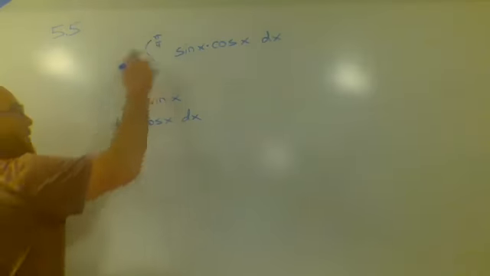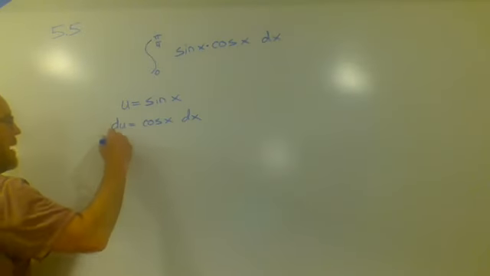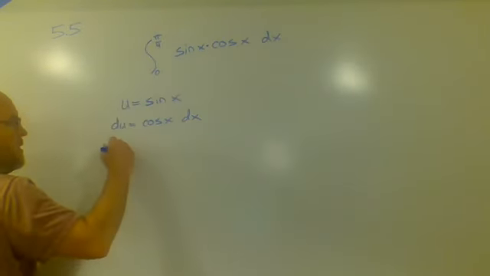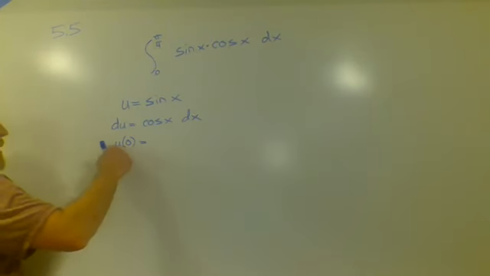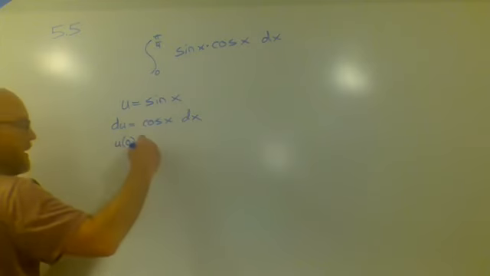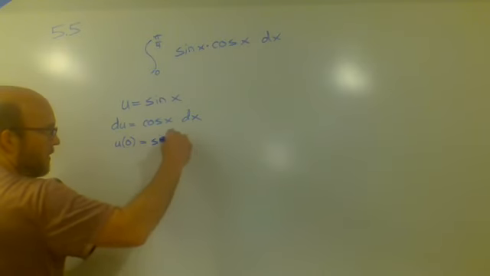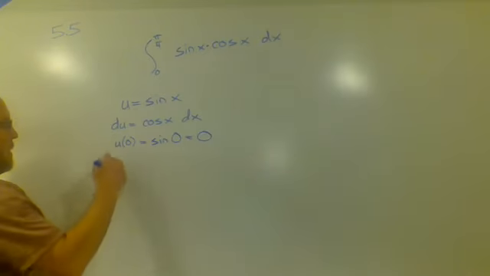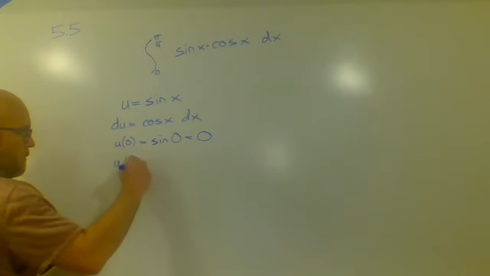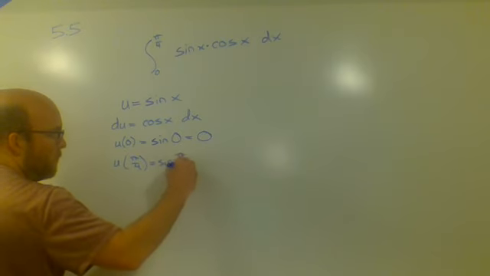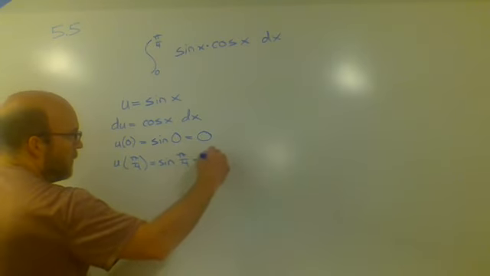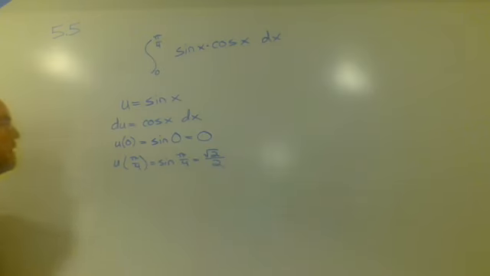Now keep in mind we have a definite integral. So this time around, we need to evaluate our 2 limits of integration. So if I take x equals 0 and plug it into our substitution with u, you get u of 0 would be sine of 0, and sine of 0 is just 0. U of pi over 4, of course, would be sine of pi over 4. And this is one that you should have memorized. The sine of pi over 4 is square root of 2 divided by 2.